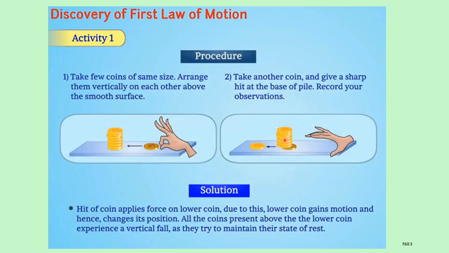They fall vertically because they try to maintain their state of rest. The remaining coins are maintaining their state of rest, therefore they come down vertically at the same position. But you are applying a force on the base coin, therefore only the base coin moves. From this experiment you can conclude that when an object is at rest and you do not apply any force on it, it will remain at rest. Only the lower coin, on which the force is applied, moves to a certain distance.